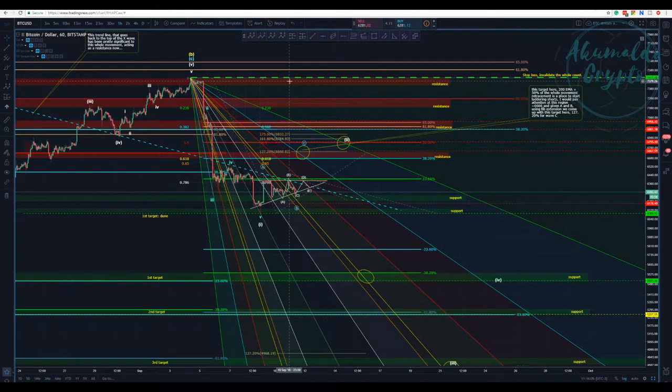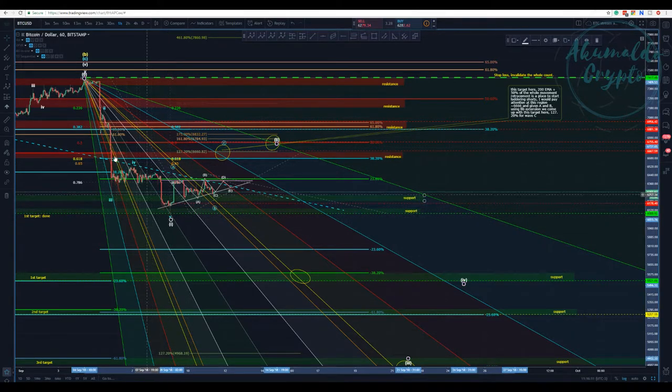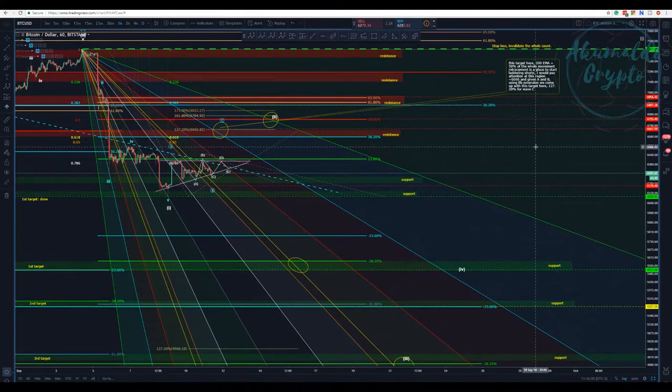I propose that we have finished the fifth wave here, the first wave of the whole 1, 2, 3, 4, 5, and that we would go down. This is our first wave, then we would need to put the second wave. So we have some nice confluences here. This Fib resistance fan has contained the movement.